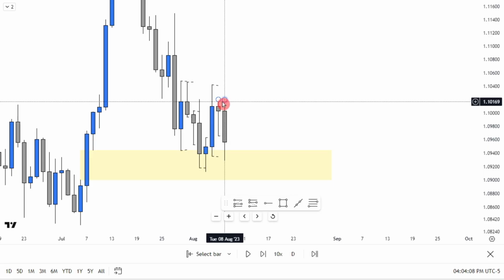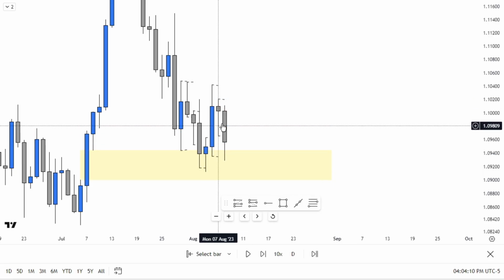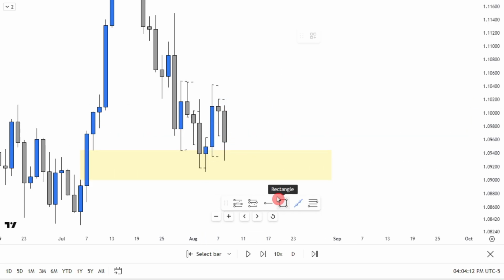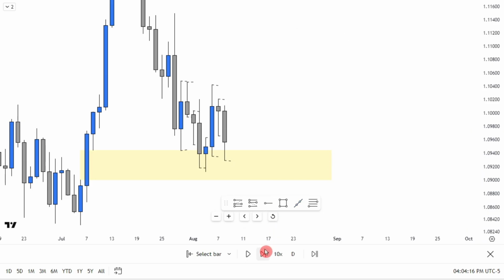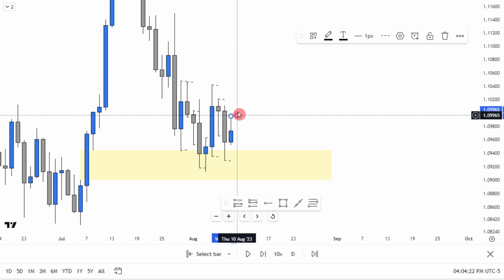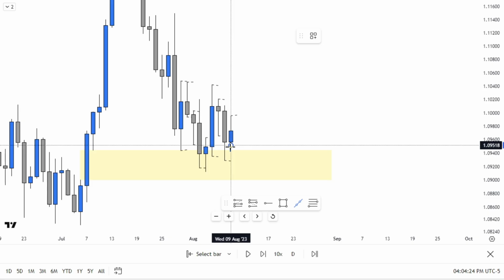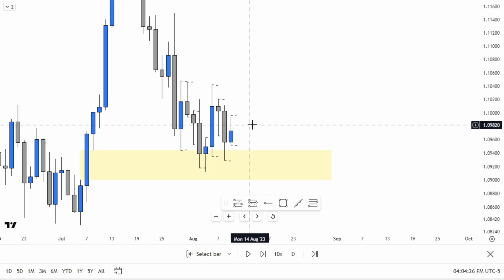What does price do? Price fully closes below this previous day low. And now that gives us a signal that price is heading lower. Now price stalls, so now we have no bias again. So now let's mark out this previous day low and previous day high.